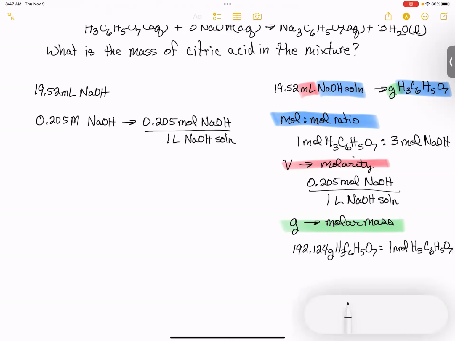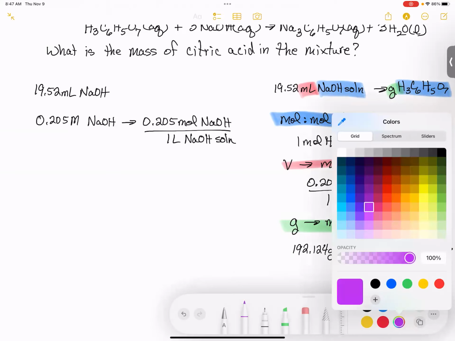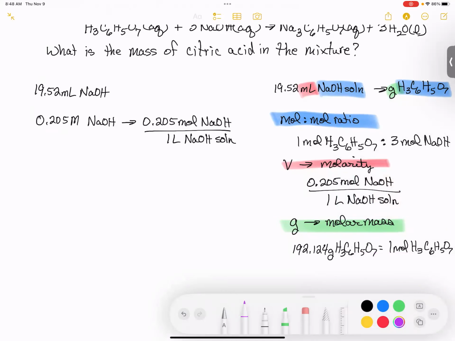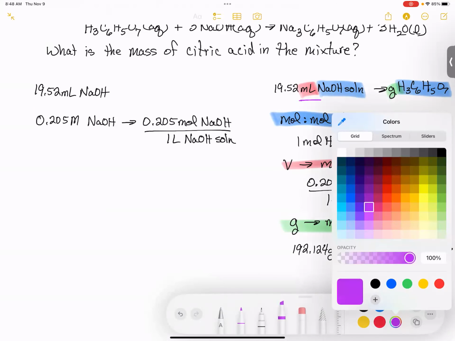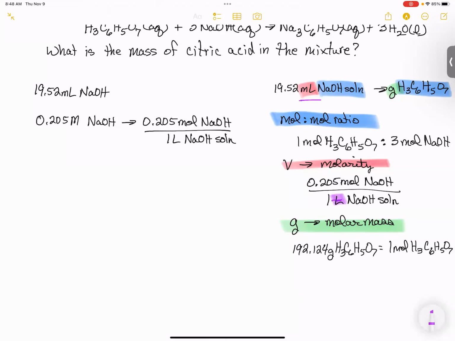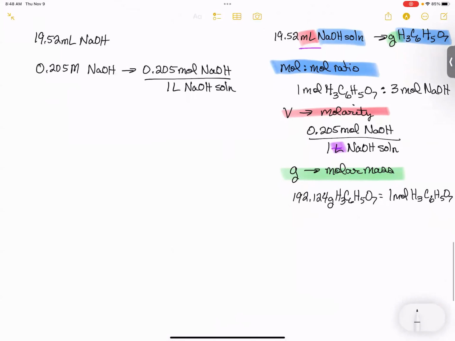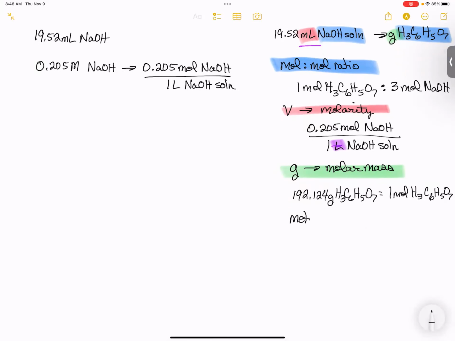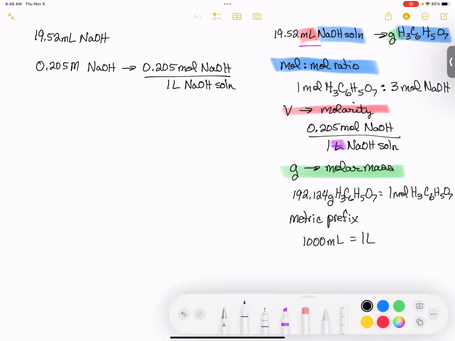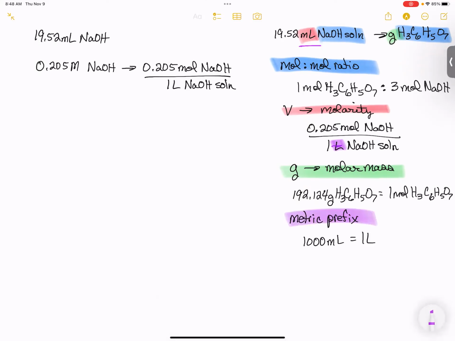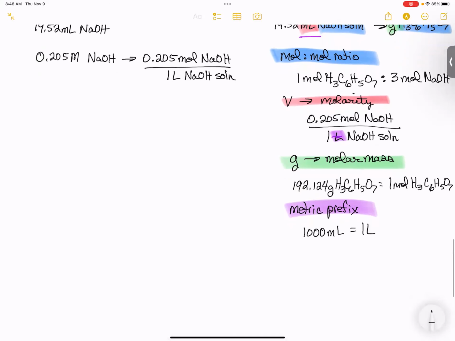There is one more thing that I noted in my process here, and that is I started with milliliters, but ultimately I need liters in order to be able to use that molarity. So I'm also going to need the metric prefix, where there's 1,000 milliliters in 1 liter. Now that I have all my conversion factors, I can start this calculation.